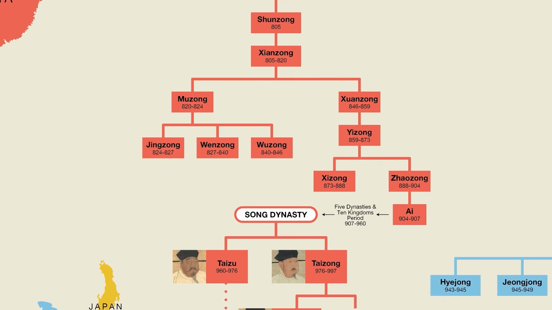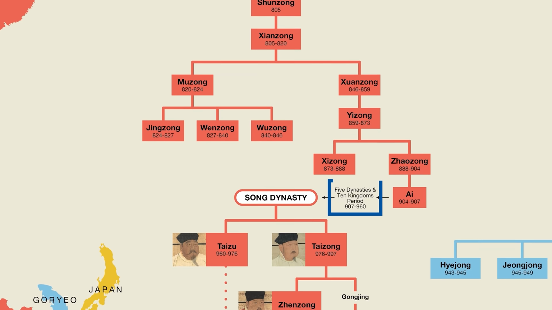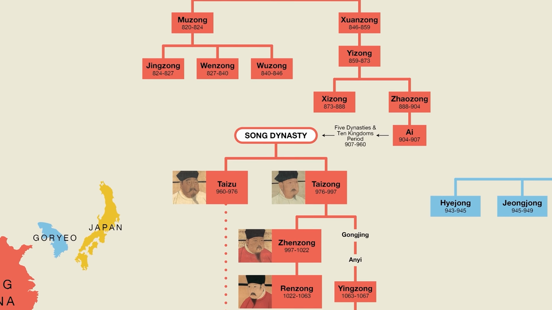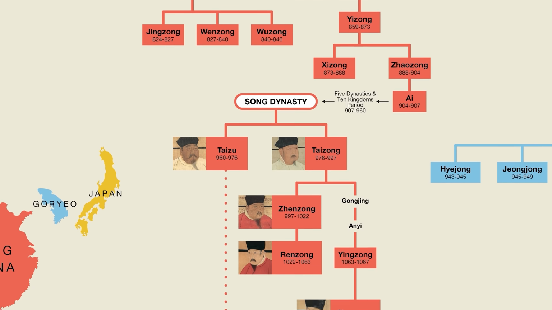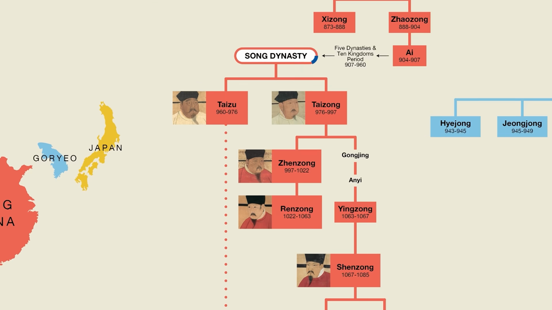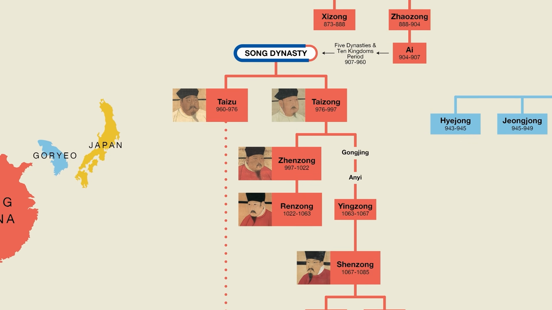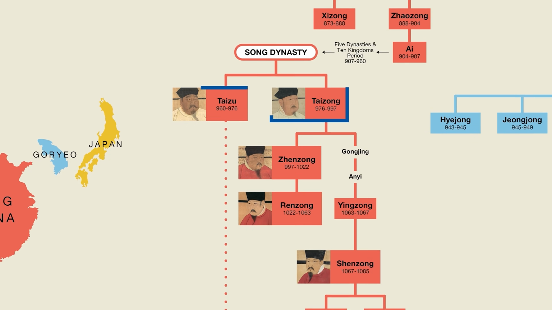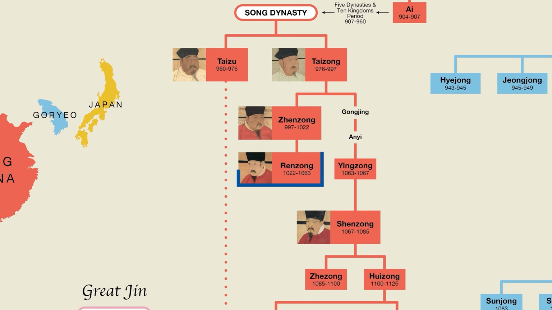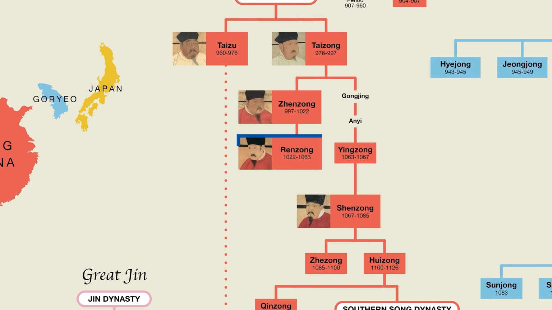What followed was the 5 dynasties and 10 kingdoms period, during which time China fractured into a bunch of small states. But then, as we've seen before, reunification was once again achieved, this time by the Song dynasty, initially led by Taizu and then by Taizu's brother Taizong. The line continued through Taizong, with his grandson Renzong becoming the longest reigning Song emperor at 41 years.